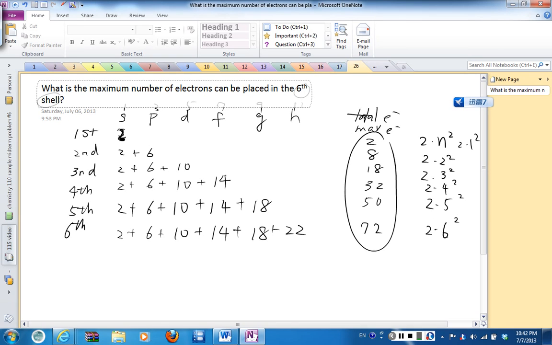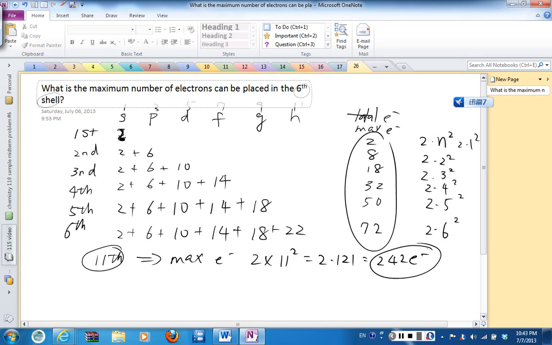is 72. So if you're asked, let's say, what's the maximum number of electrons the 11th shell could accommodate, then you can very simply do the calculation by going 2 times 11 squared, so 2 times 121, that's 242 electrons accommodated. Just an example. Now, the answer, of course, for this particular problem is that the 6th shell can accommodate up to 72 electrons.